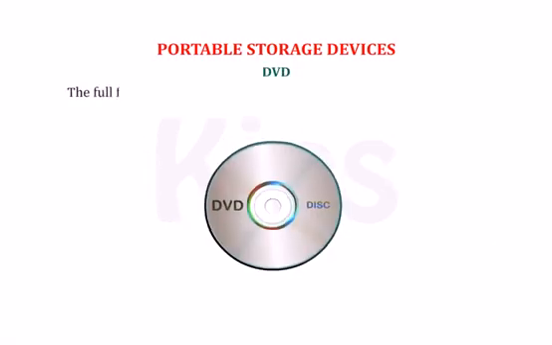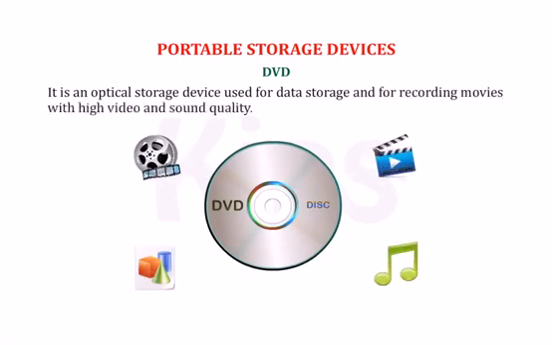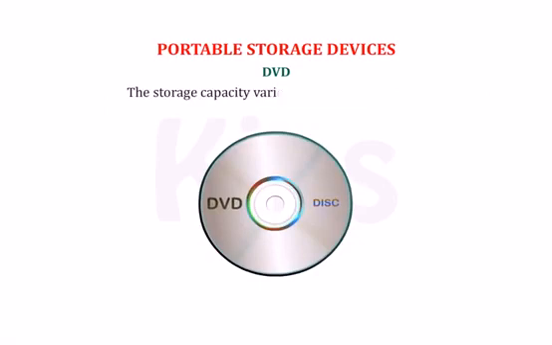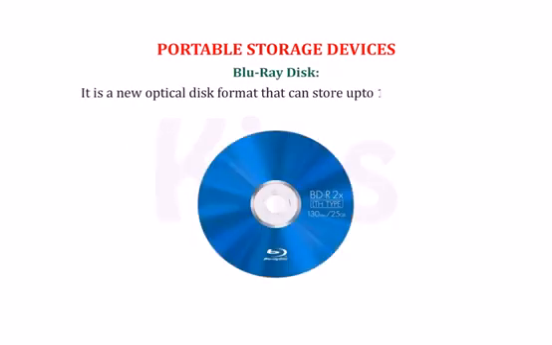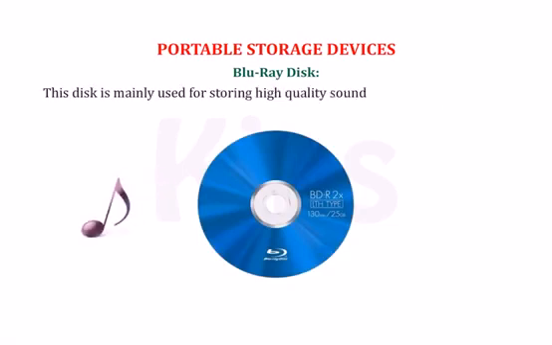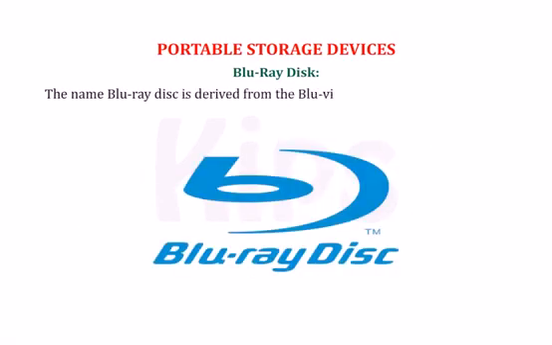DVD. The full form of DVD is Digital Versatile Disc or Digital Video Disc. It is an optical storage device used for data storage and for recording movies with high video and sound quality. The storage capacity varies from 4.7 GB to 17 GB. Blu-ray disc. It is a new optical disc format that can store up to 128 GB of data. This disc is mainly used for storing high-quality sound, games, and movie data. The name Blu-ray disc is derived from the blue-violet laser that is used to read and write data on it.